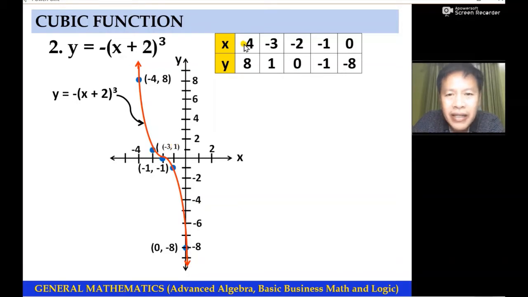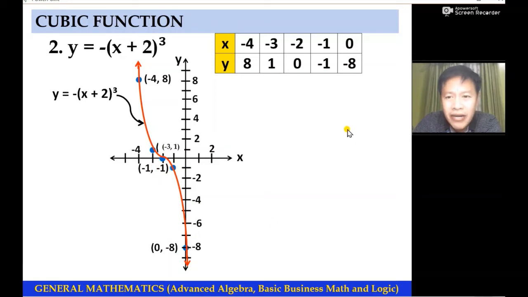If x is equal to negative 4, y is 8. Where is negative 4? 1, 2, 3, 4. Then move upward because your y is positive. 1, 2, 3, 4, 5, 6, 7, 8. This is the point with coordinates negative 4 and 8. If x is equal to negative 1, y is negative 1. Negative 1, then negative 1. These are the coordinates of this point, negative 1 and negative 1.